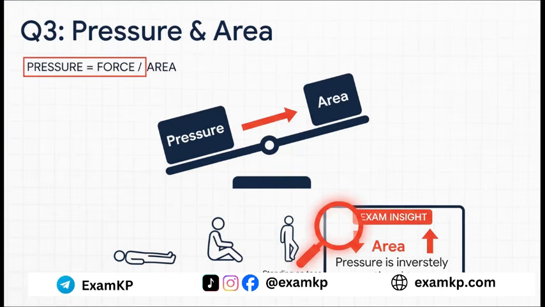So think about it. Lying down, huge area. Sitting, smaller but still pretty big. Standing on the toes of just 1 foot, that's a tiny, tiny area, and that's where the pressure is going to be the greatest. Now, for the exam insight, WAEC will test you on this inverse relationship. It's a guarantee. The trap is getting it backwards. Just remember this: to maximize pressure, minimize the area. Always look for the smallest point of contact.